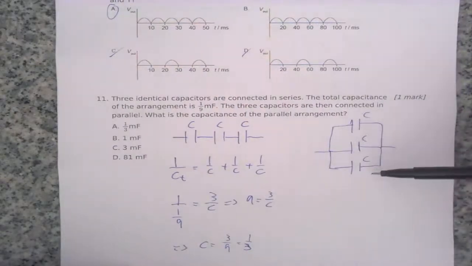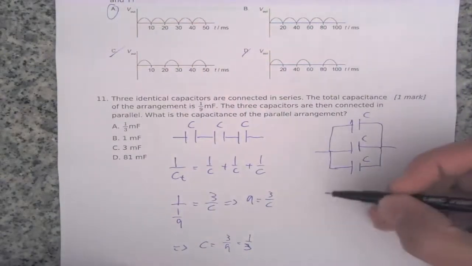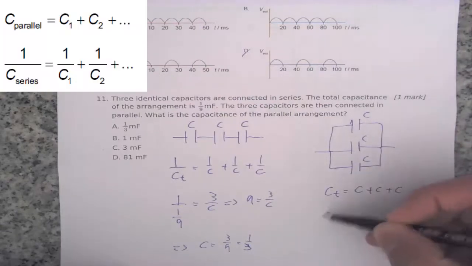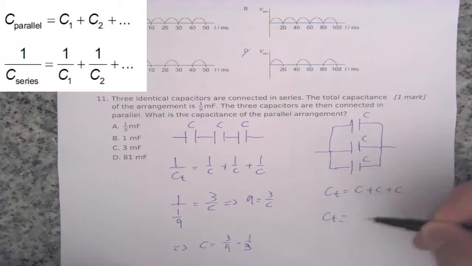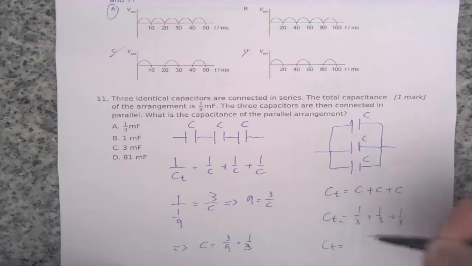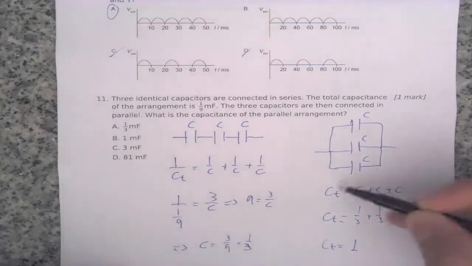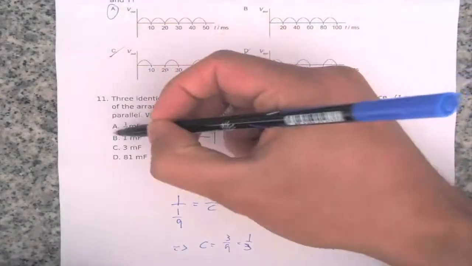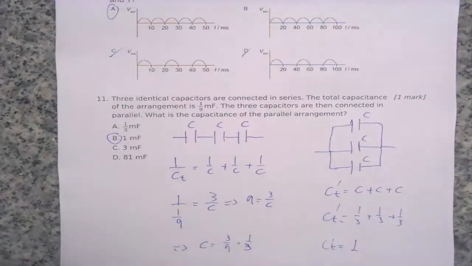Now when you arrange them in parallel, what do you have? You have the total capacitance given by this formula. So you have the total capacitance to be 1/3 plus 1/3 plus 1/3. So in the end, it gives you 1. And this is the new capacitance that you try to find. So of course it's 1 millifarad, answer B.